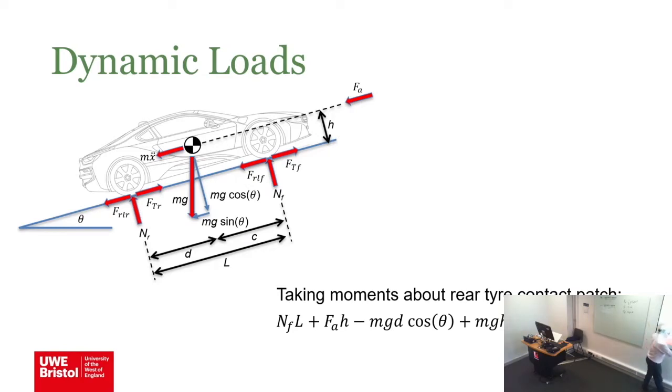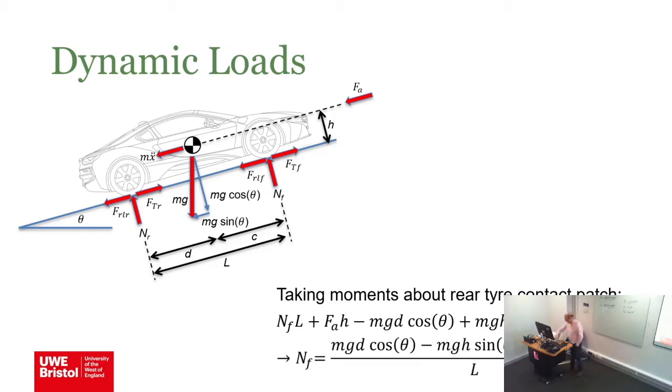So you've got these equations. You can then solve for the front load just by isolating this term. Now, because the thing's moving, we've got an aerodynamic force going on in here. We've also got a force due to the acceleration of the vehicle.